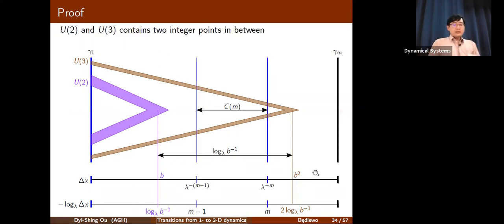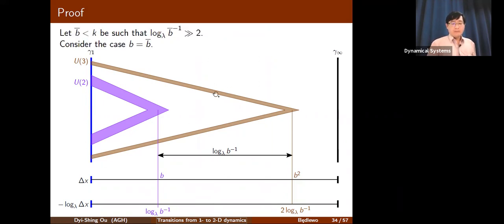So when b is small enough, this means that the distance from here to here is very large and it contains two integer values, this m minus one and m. So that means that it contains a full partition element CF.